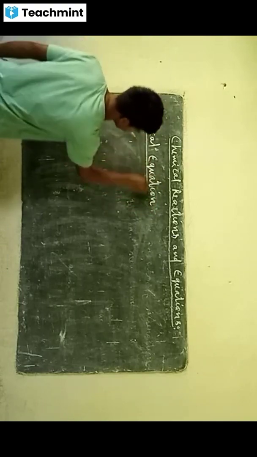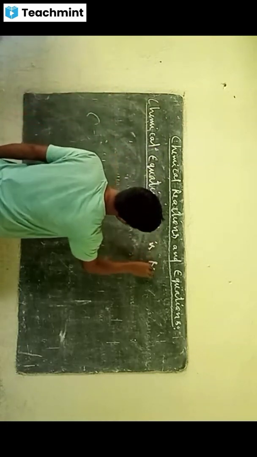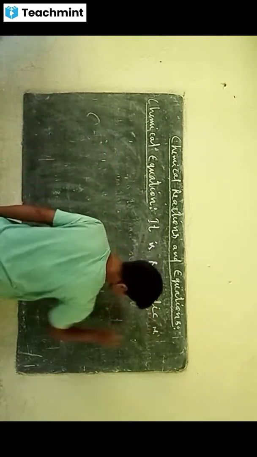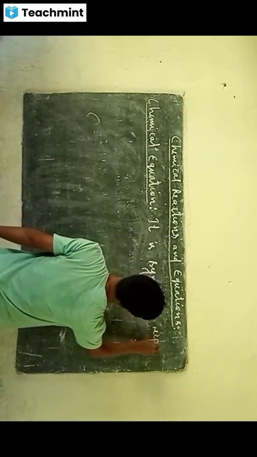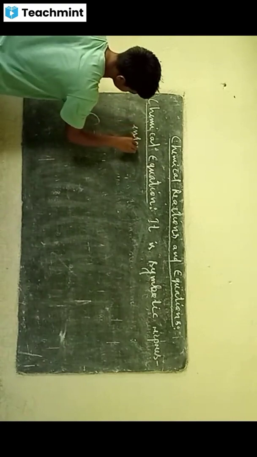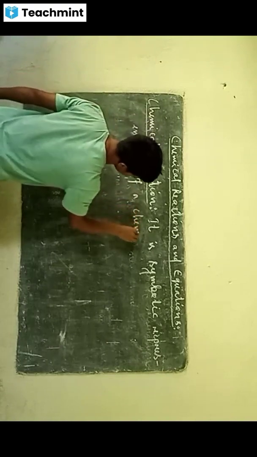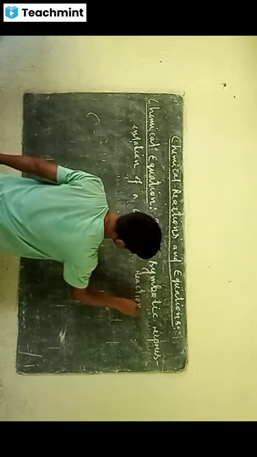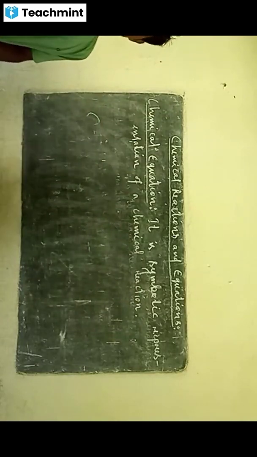Chemical equation. What is this? You can say it is a symbolic representation of a chemical reaction. So what is chemical equation? It is a symbolic representation of a chemical reaction.